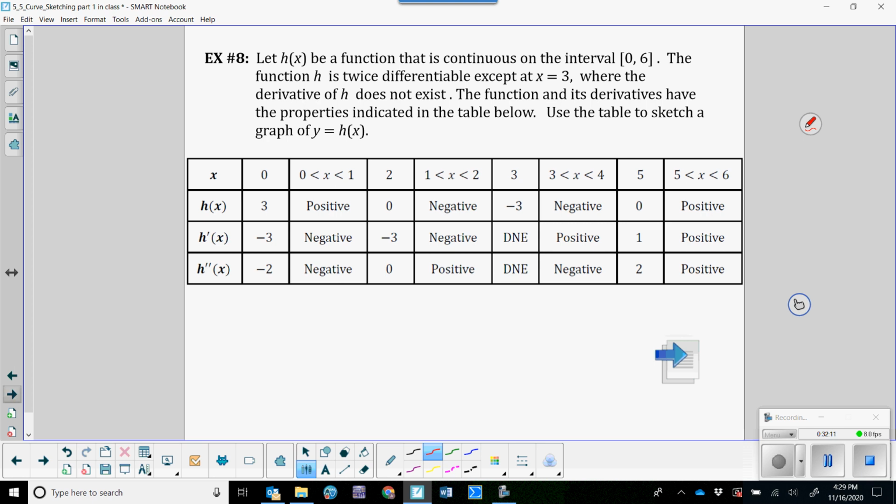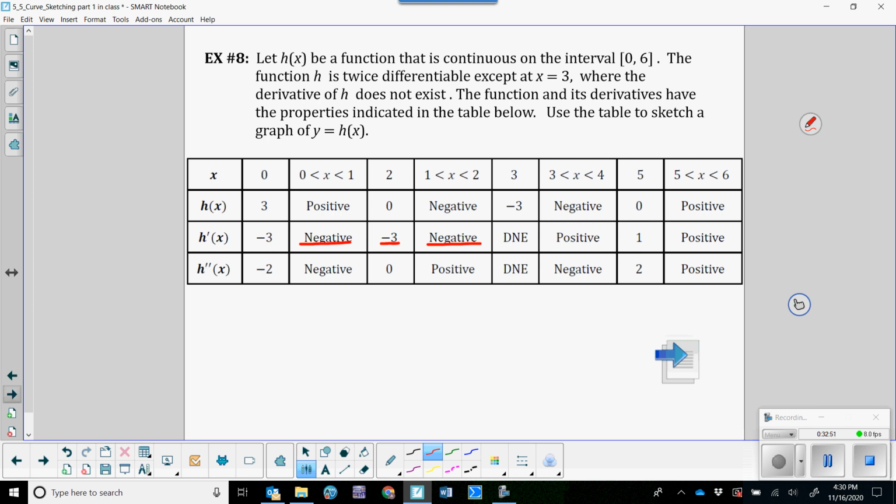Then from 0 to 1, we know that h of x stays positive, and then when I get to 2, I get 0. So that means I'm going to stay above the x-axis until I get to 2, and then I'm going to hit 0. H prime is negative from 0 to 1, which means that my function is decreasing from 0 to 1. At 2, it's also negative, it's -3, so I'm still decreasing. And from 1 to 2, negative again. So I'm going to keep decreasing from 0 to 2.